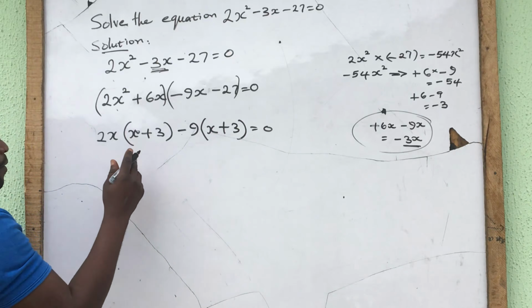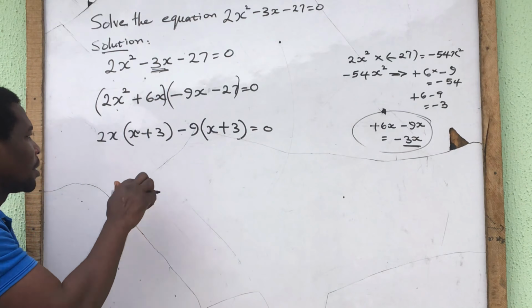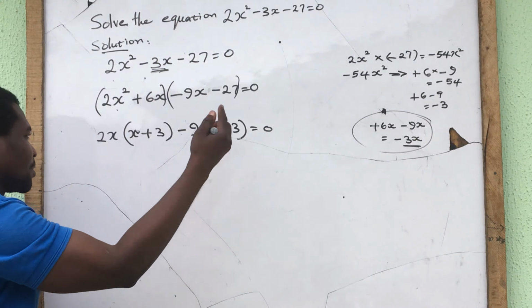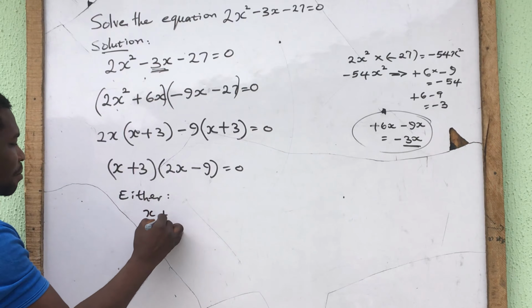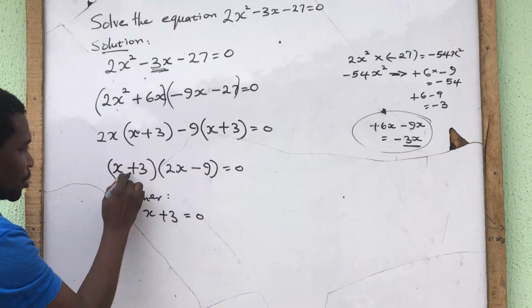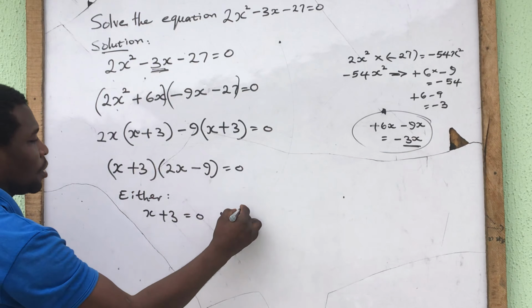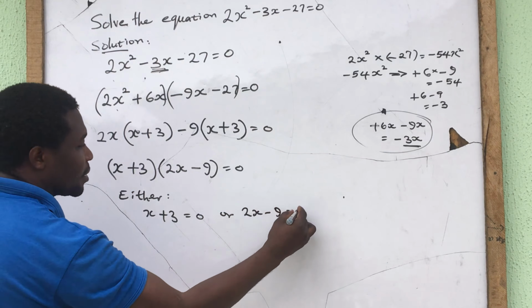So from that, what is common again? x plus 3. So the next thing, x plus 3 times 2x minus 9 equal to 0. So we have factorized it now. To get the value of x, either x plus 3 equal to 0 or 2x minus 9 equal to 0.